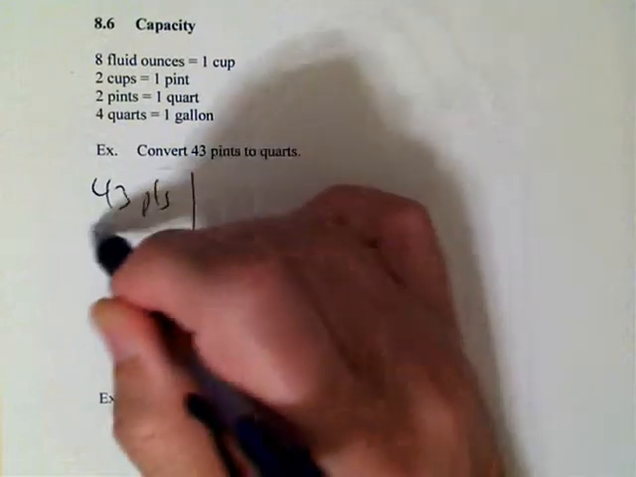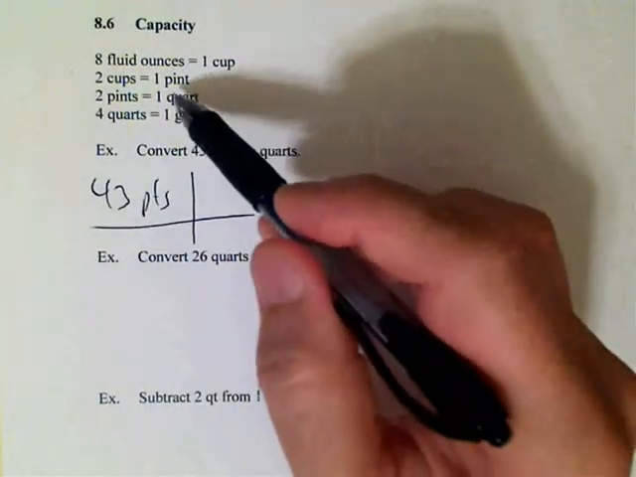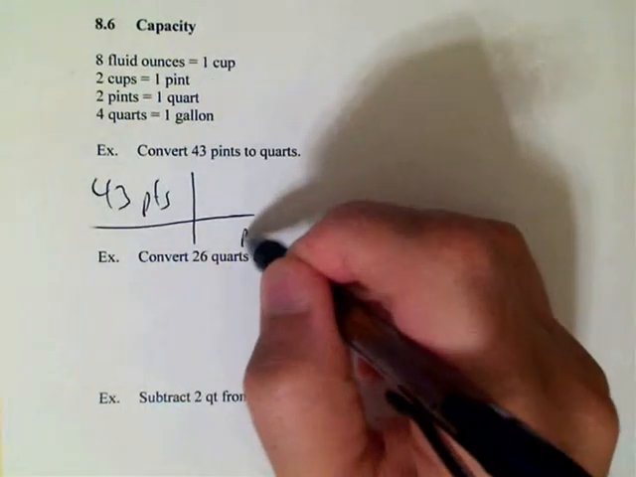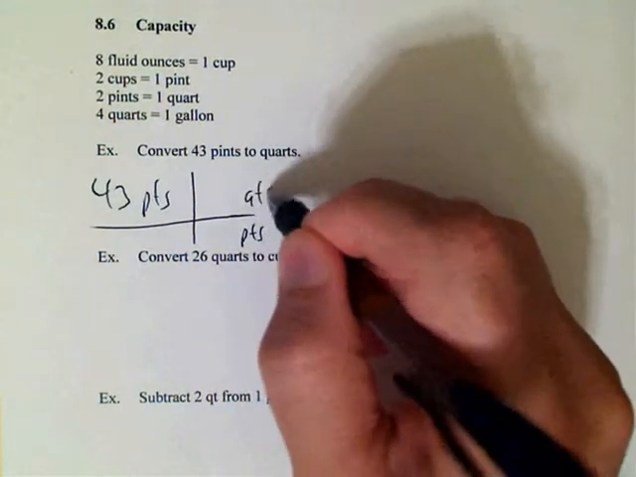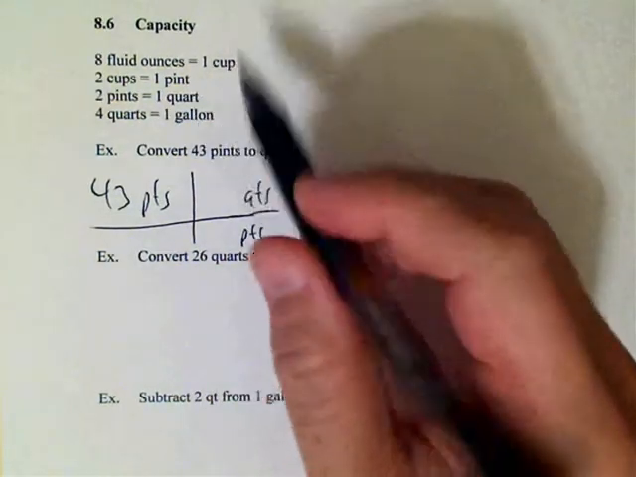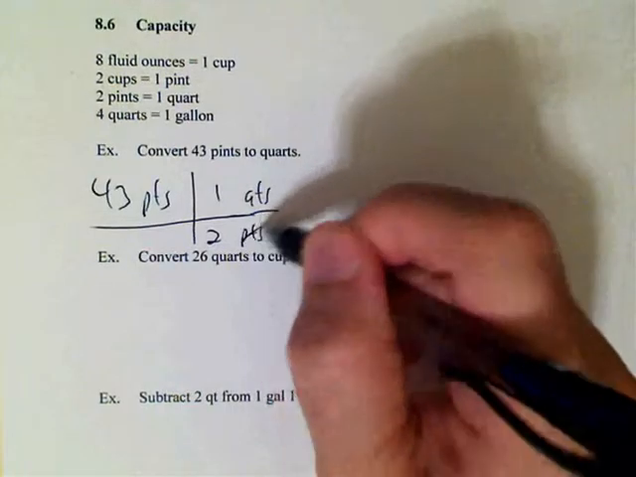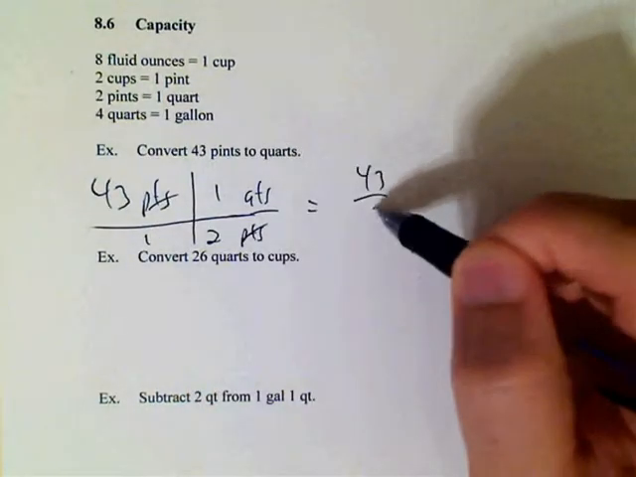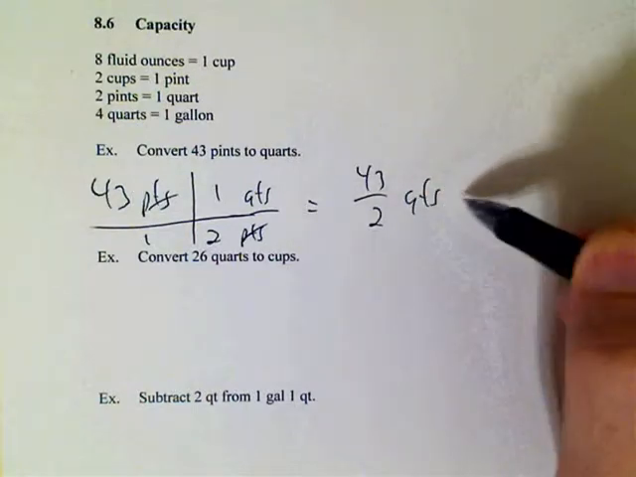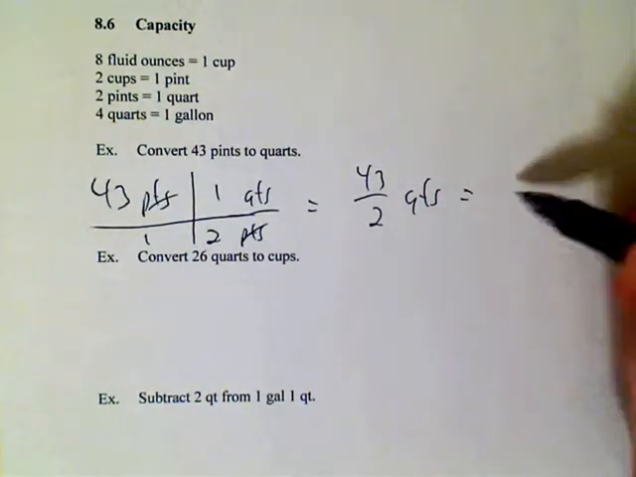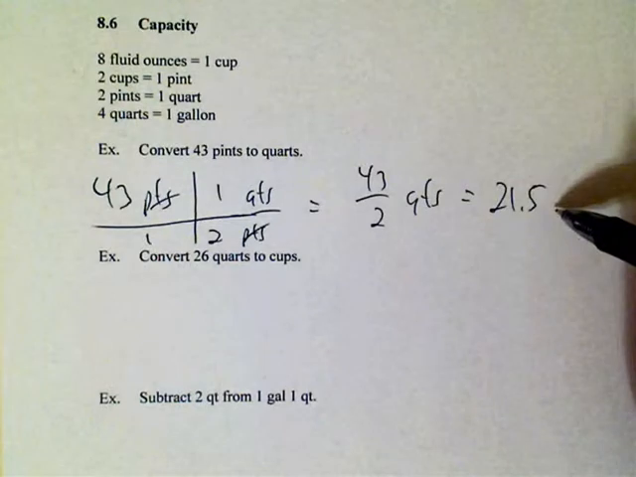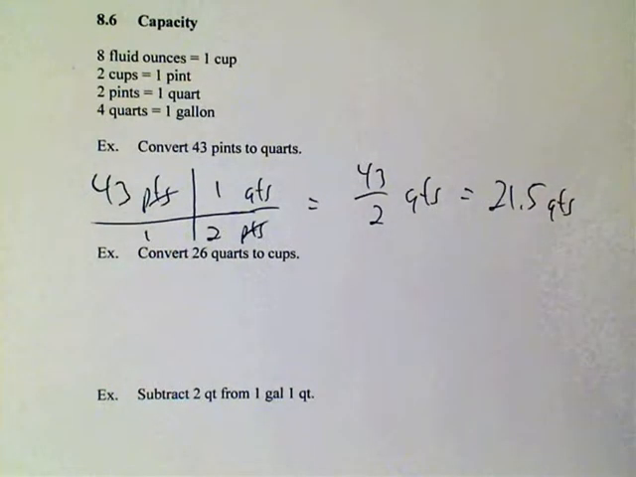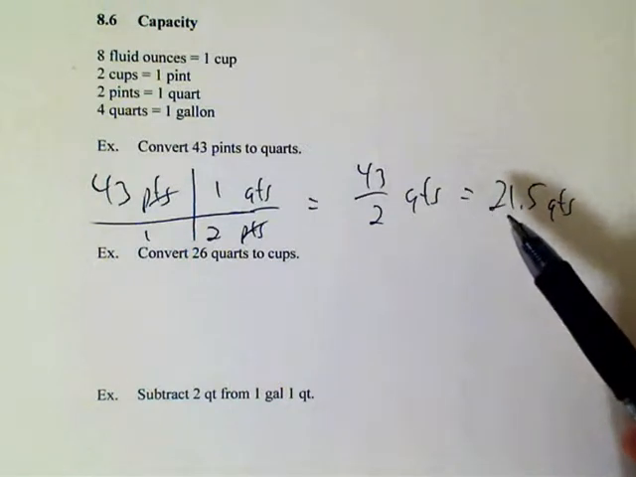We want to go to quarts. Pints to quarts, we can do that straight up. Put the pints on the bottom, quarts on top. You see there's 2 pints for every 1 quart. Those pint units cancel out. Multiply straight across, we get 43 over 2 quarts. If you want the decimal value, that's going to be 21.5 quarts, or 21 quarts with 1 pint left over.